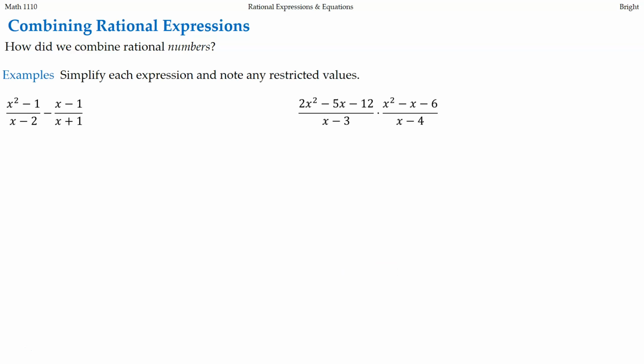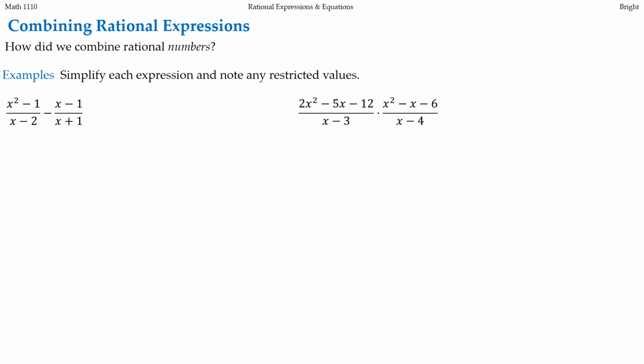Alright, so next we're going to talk about combining rational expressions, and to begin I just want to remind you, when we talk about rational numbers like the 3/5 and 1/2 in the earlier video, how did we combine those? How did we add, subtract, multiply, divide? Well, if you need to review that, make sure you do. I'm going to jump right in and into some examples.